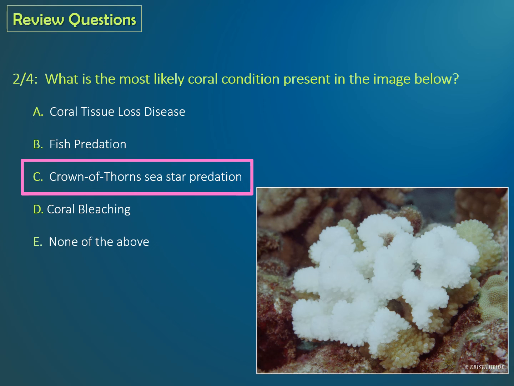So the key word here is most likely. Our key phrase is most likely. This is most likely crown of thorns sea star predation because of the shape of this lesion. You might also see crown of thorns sea stars in the area of this colony.